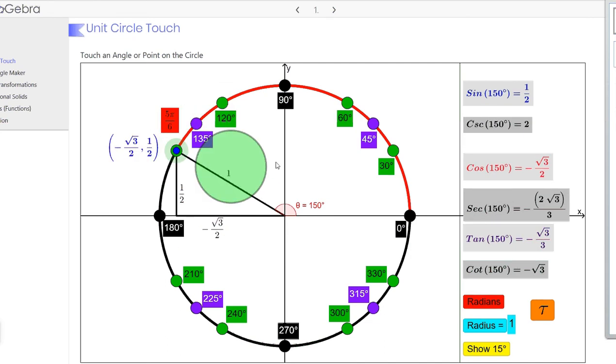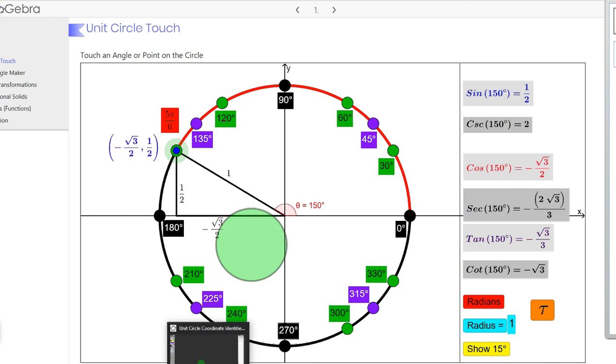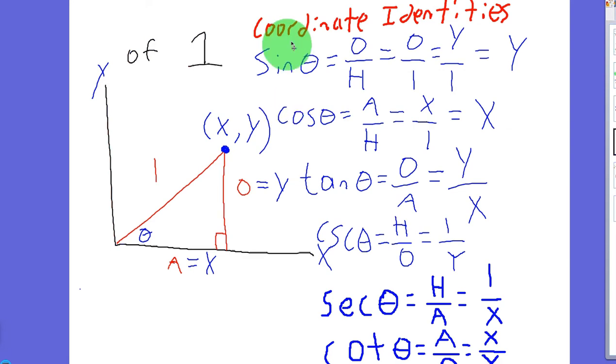So that's it for coordinate identities and trig values. Let's go back one more time and take a look at those. We have sine of theta equals y, cosine of theta equals x, tangent of theta equals y over x, cosecant is 1 over y, secant of theta equals 1 over x, cotangent of theta equals x over y.